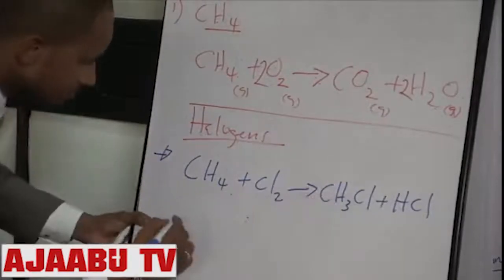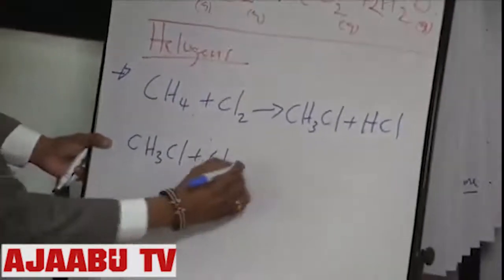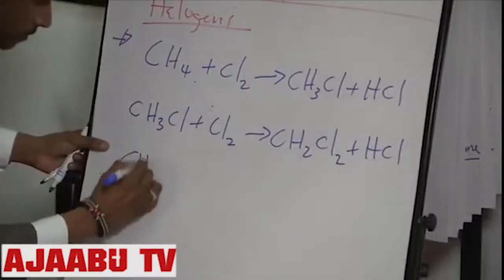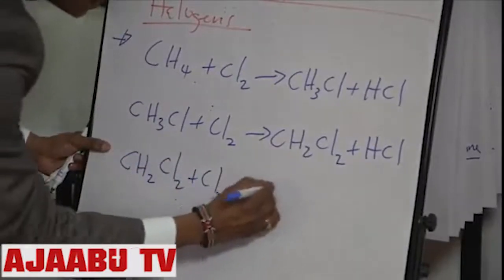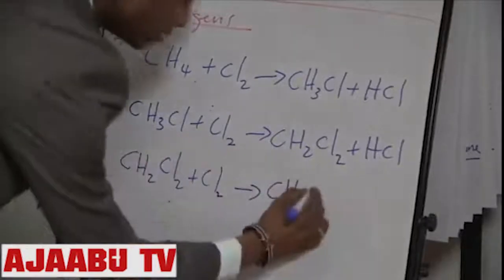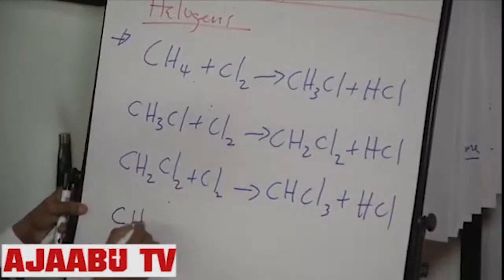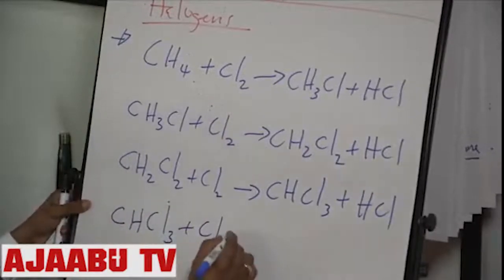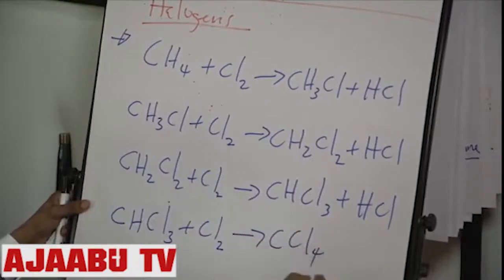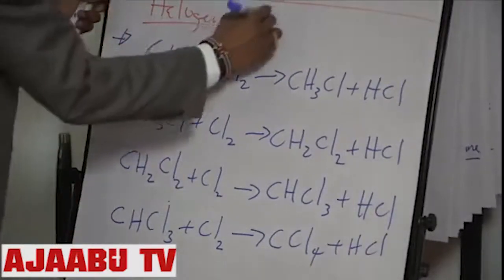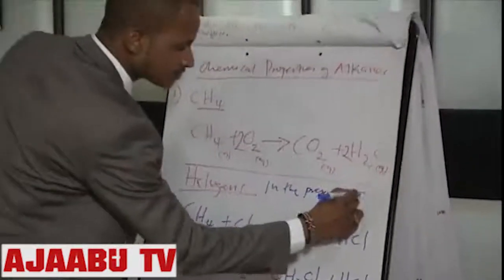This one again can react to get CH3Cl plus chlorine. This you get CH2Cl2 plus HCl. HCl is hydrochloric acid. Again, this reacts with chlorine. You get CHCl3 plus HCl. And the last one, when this reacts with chlorine, you get CCl4, that is the tetrachloromethane plus HCl. But they react in the presence of sunlight.